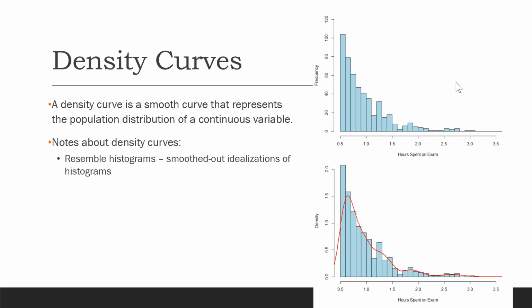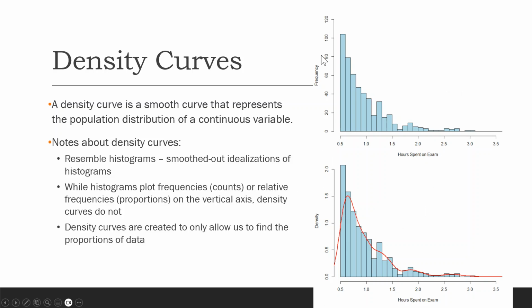So here's some things to note about density curves. The shape of density curves is going to resemble the shape of your histograms. You can think of them as smoothed out idealizations of histograms, but they're created slightly differently. For instance, let's look at our vertical axis. For our histogram, our vertical axis here has the frequency. We've seen histograms before where the vertical axis may be a proportion or a percentage, right? Well, when we look at the density curve, which is this red graph here, our vertical axis is not going to have the proportions or the frequencies, all right?